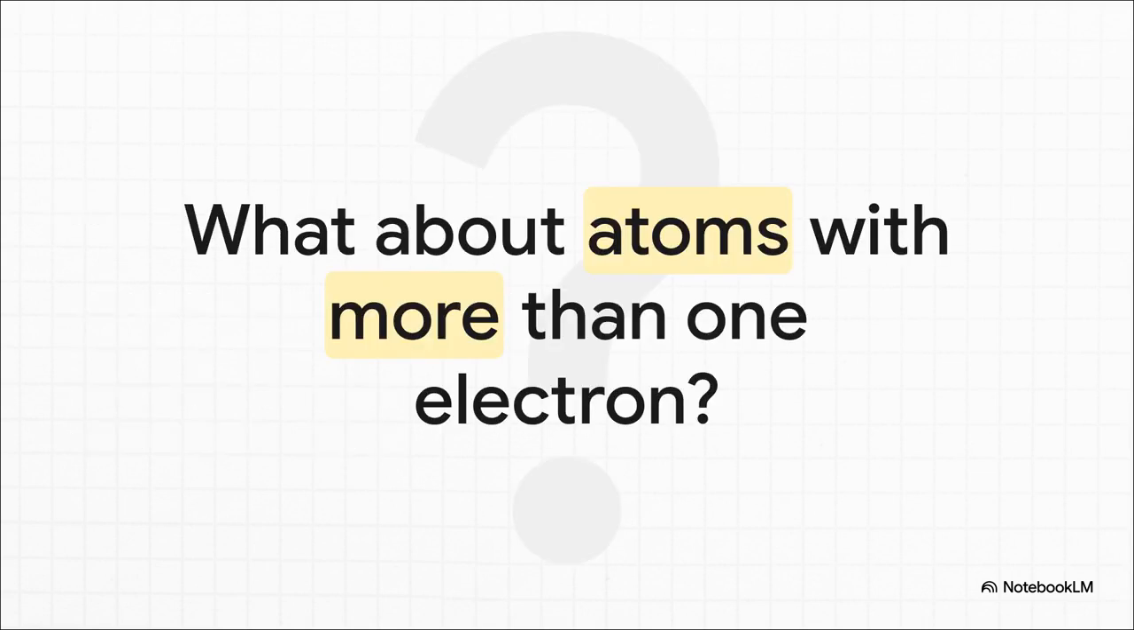But that leaves us with one last big question. Bohr's model was an absolute masterpiece for hydrogen, a single electron orbiting a single proton. But what happens when you have more than one electron? Now things get complicated, because those electrons are pushing on each other. And solving that puzzle, well, that would require a whole new chapter in physics, the leap into full-blown quantum mechanics.